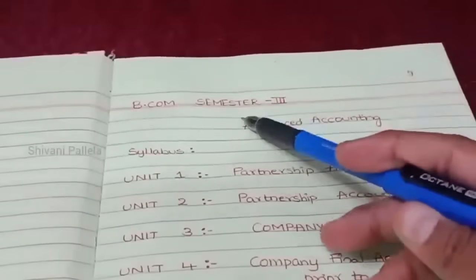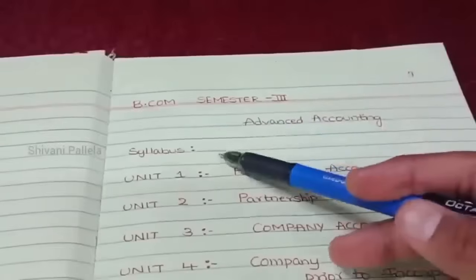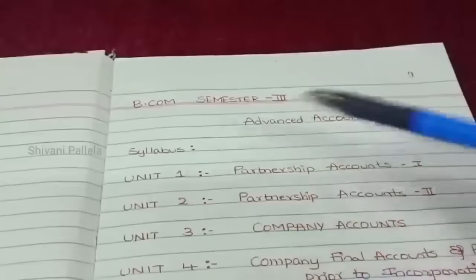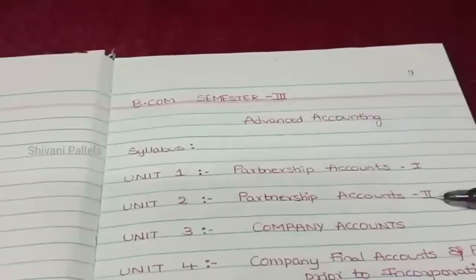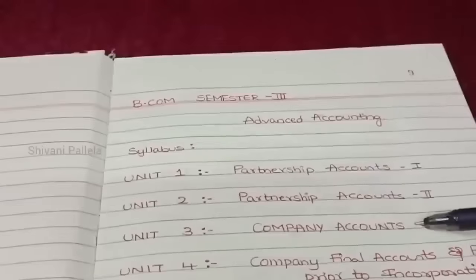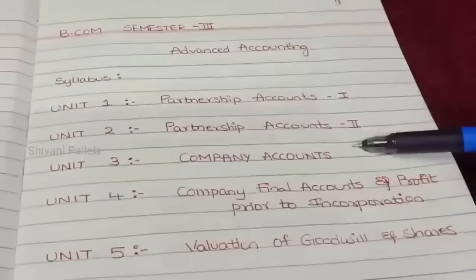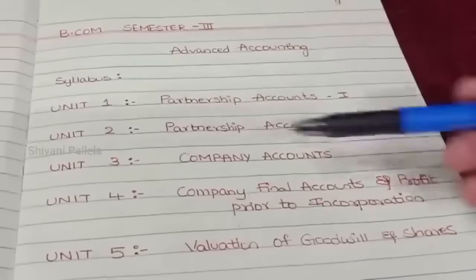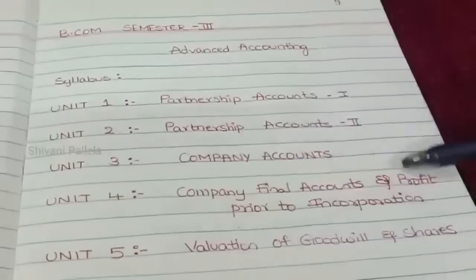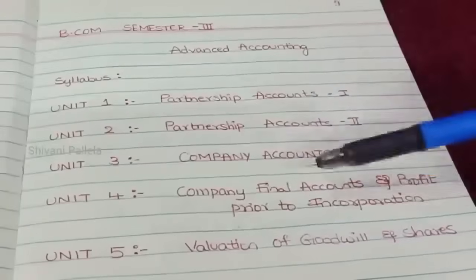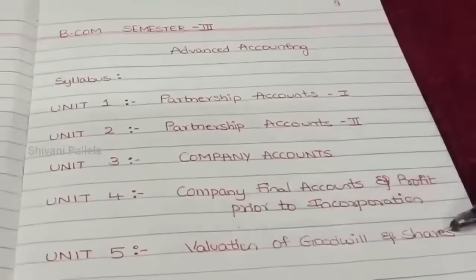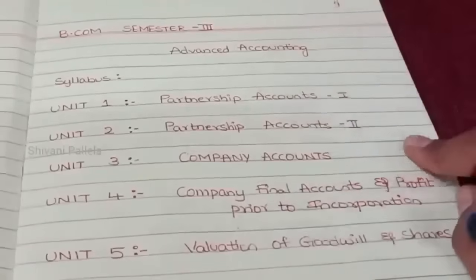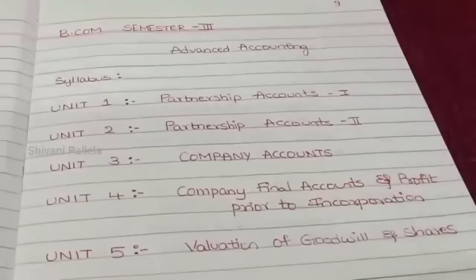So BCom third semester students have the advanced accounting subject. In that you have a total of 5 units. The first unit is partnership accounts 1. The second unit is partnership accounts 2. The third unit is companies accounts: issue of shares, debentures, underwritings, and bonus shares. This all is included in the third unit. The fourth unit is company final accounts and profit prior to incorporation, and the fifth unit is valuation of goodwill and shares. So these are the 5 units in your advanced accounting semester 3.